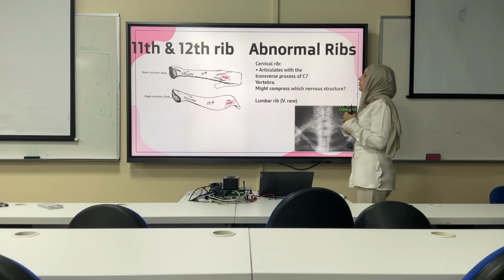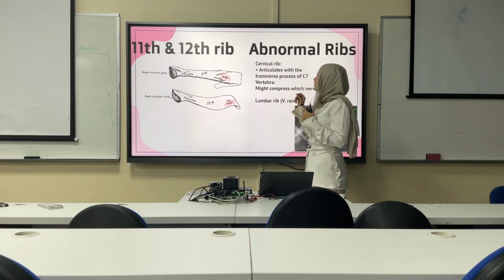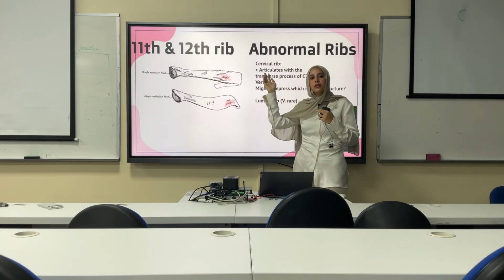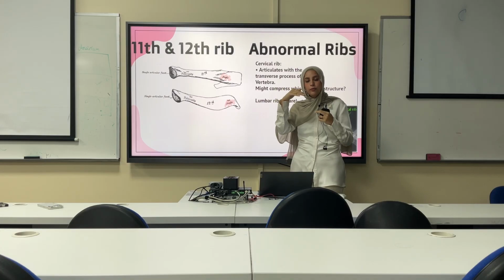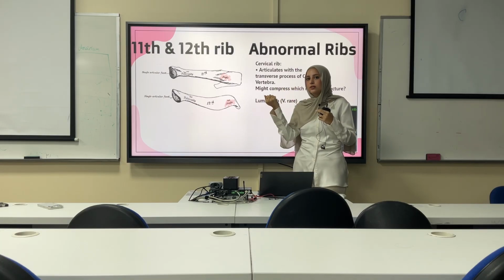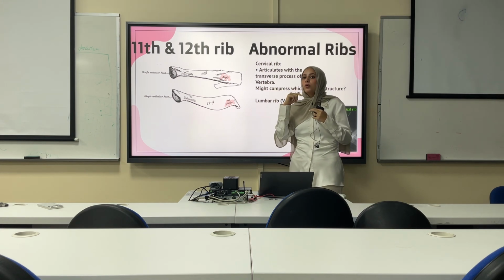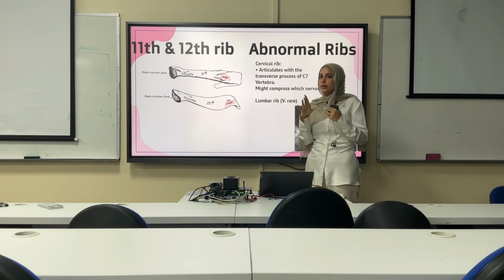Now, the 11th and 12th ribs, they are abnormal ribs. We have the cervical rib first. It articulates. So, do you know what a cervical rib means? An extra rib. Before the first rib, which comes from which vertebra? T1. So the cervical rib would come from C7. It would come above it. So which nervous structure would it press on? Brachial plexus. But that's not always the case.